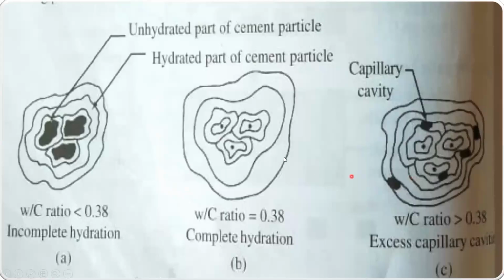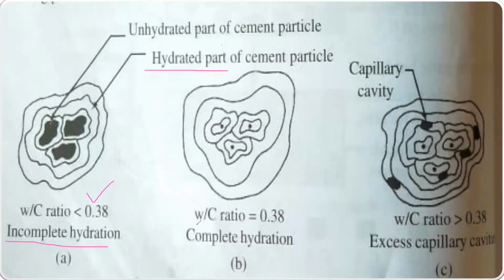See, we need to understand this as well. If you try to understand this in a better way, this is how it looks. These are my cement particles. You can see the black dots, these are the unhydrated part of the cement particle, and this part is the hydrated part of the cement particle. Whenever my water cement ratio is less than 0.38, incomplete hydration is going to happen, because the amount of water is less and the cement particles are more. So a few of the cement particles will remain unhydrated. As a result, whatever strength I'm supposed to get, I'm not going to achieve.